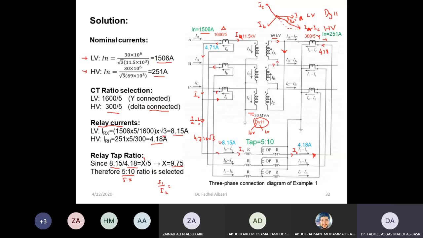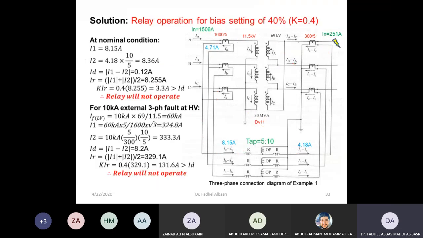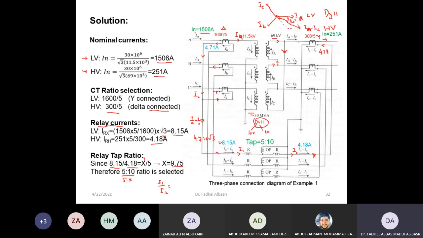Now, suppose I want to see how this relay will perform during short circuit, and also how it will perform during normal operating conditions. So I would like to assess this operation now. I have finished selecting the CT ratios and selecting the proper tap. I corrected the phase, and that's it.